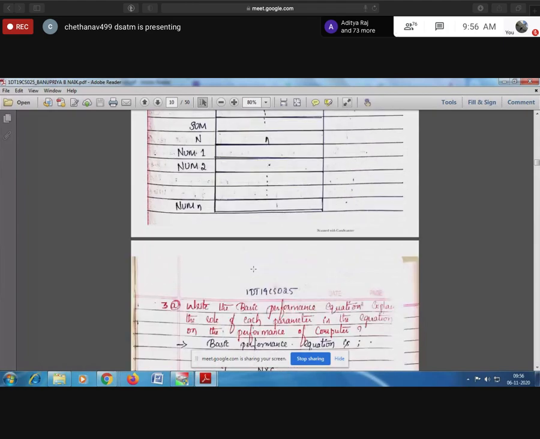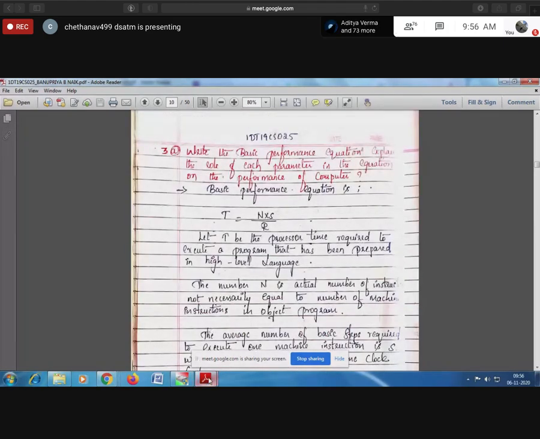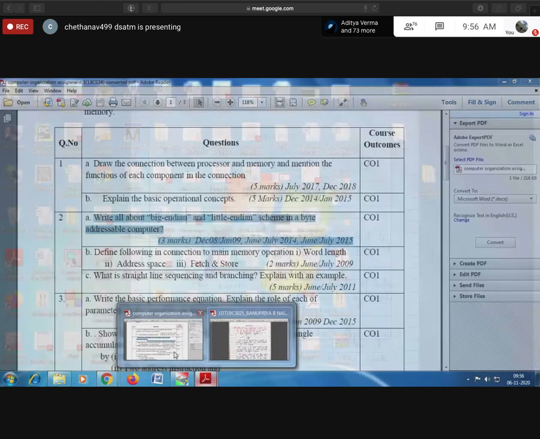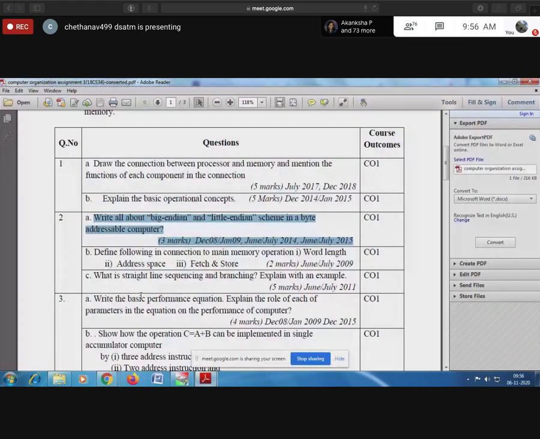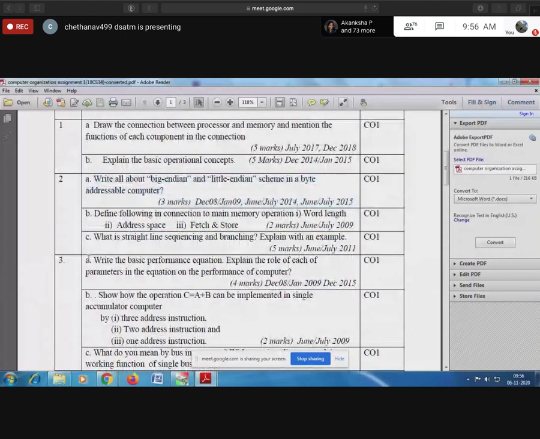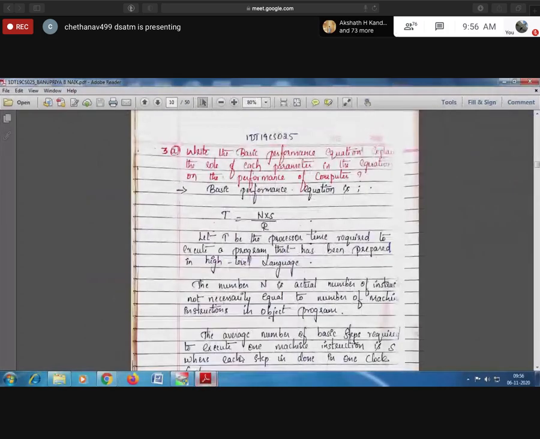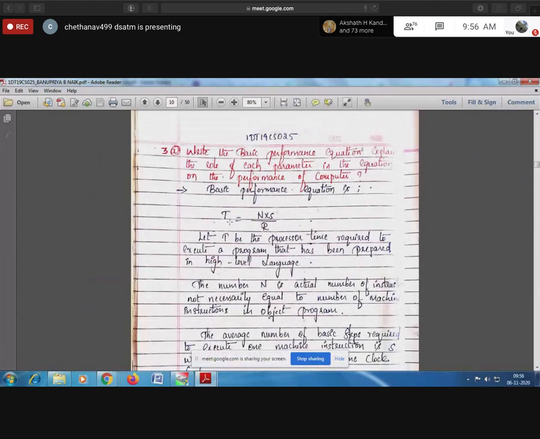Fine. Next we have the third question. So I'll come to the question directly here. The basic equation, that is the performance equation. So we have the T formula here. T is equal to N into S divided by R.